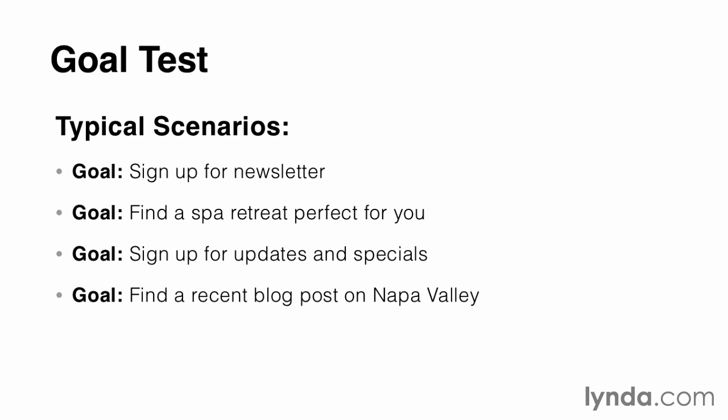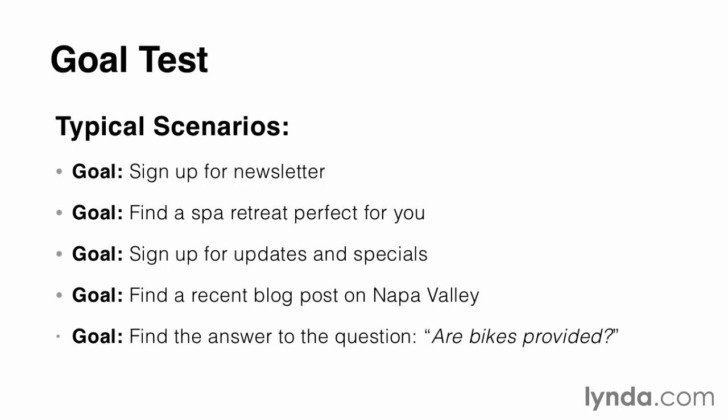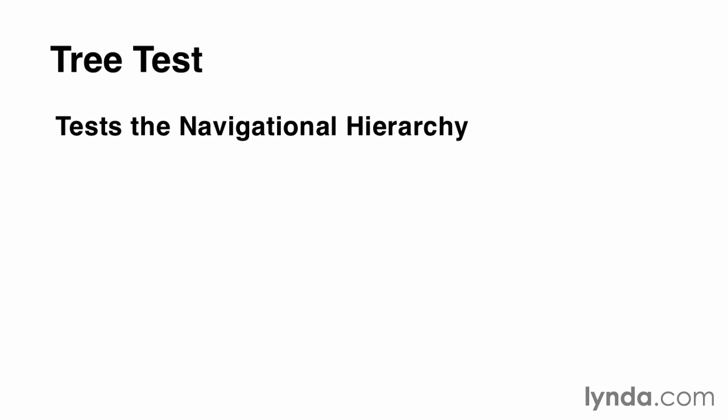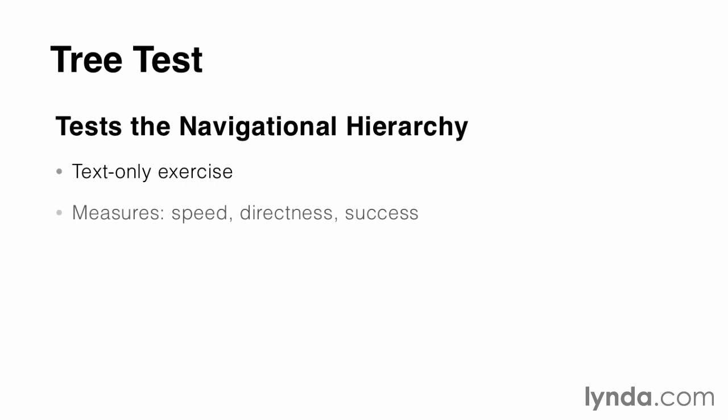You can also create goals that are much more specific and realistic to the information people are searching for. One example is to find the most recent blog post on Napa Valley, or to find the answer to the question, are bikes provided on the bicycling tour? By creating realistic, true scenarios, it enables you to test the actual ability of people to navigate your site using the hierarchy that's available. Now, there's a text-only exercise, and it enables you to test the speed and the directness and the success of people being able to use your website.